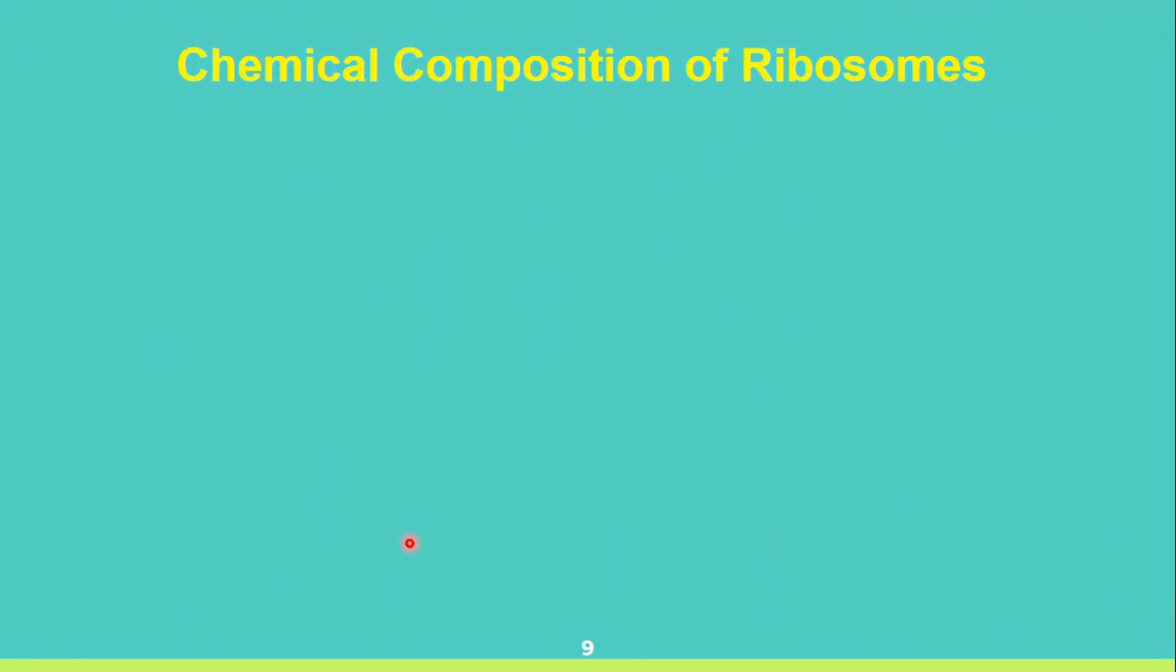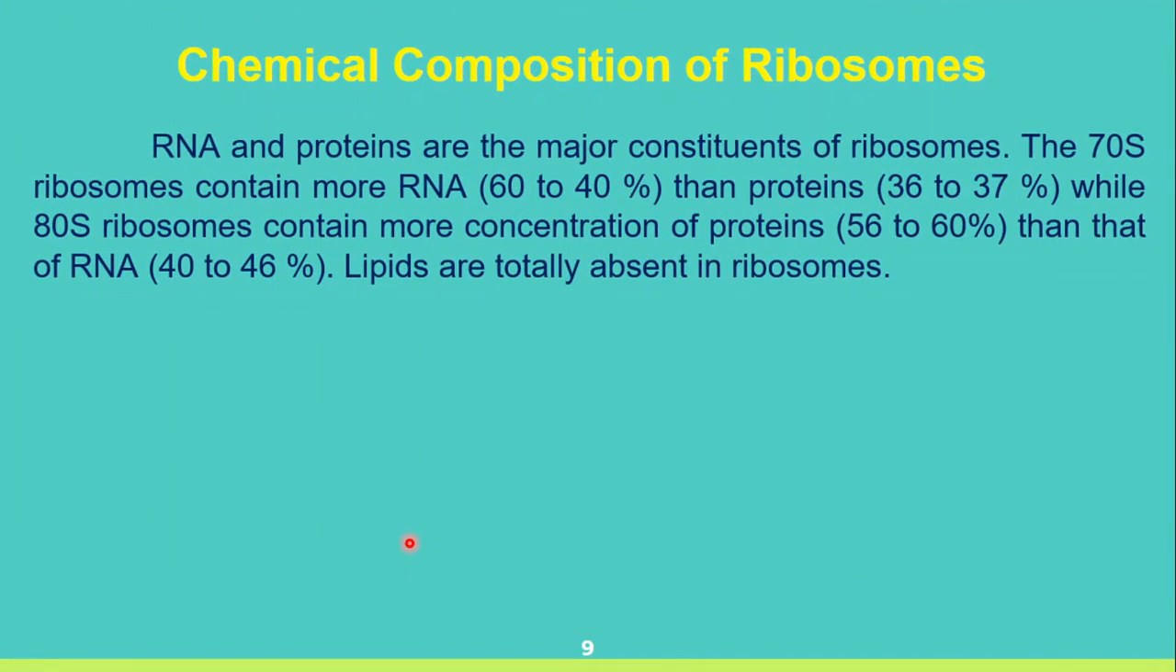Now we will proceed to the chemical composition of ribosomes. As we know, RNA and proteins are the major constituents of ribosomes. The 70S ribosomes contain more RNA, that is 60 to 40%, than proteins. So see here, the 70S ribosome contains more RNA and less protein. But in 80S ribosomes, you can see a higher concentration of proteins and a lower concentration of RNA.